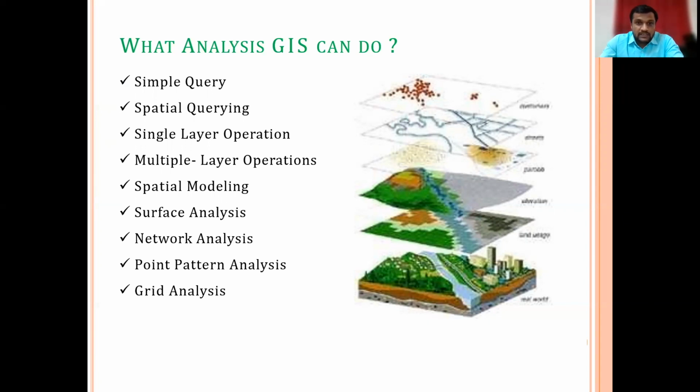So GIS can do anything. GIS can do any type of query. It can do any type of operation using a single thematic layer or multiple thematic layers. Thematic layers means different real world features. Like the soil layer, we can have the vegetation layer, water layer, urban features, then the road network and streets. Multiple layers can be integrated and analyzed by GIS.